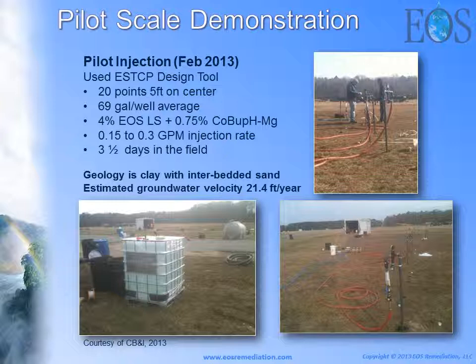The overall geology of the site is clay with interbedded sand, and they believe that the majority of the injectate went into those sand units. But that's okay, because that would also be the same units that would contain the majority of the dissolved phase contamination anyways. I'm sure you had some diffusion into the matrix media, but you can only treat those high K zones with a procedure like this. Last, the estimated groundwater velocity at the site was about 21 feet per year, so relatively low groundwater flow.